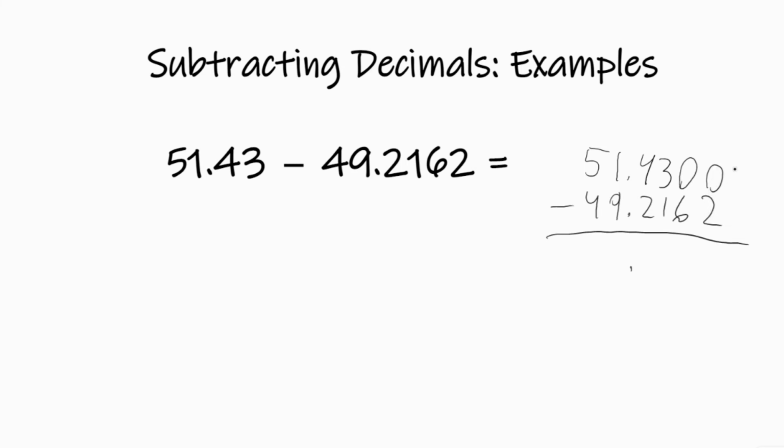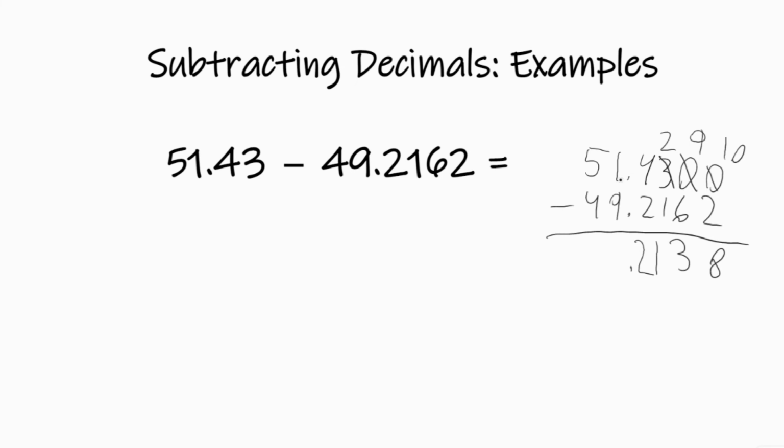So 0 minus 2, we can't do that. 0 minus 6, we can't do that either. So we're going to borrow 1 from the 3 that became into a 2. 9, and 10. So 10 minus 2 is 8, 9 minus 6 is 3, and 2 minus 1 is 1. And 4 minus 2 is 2.